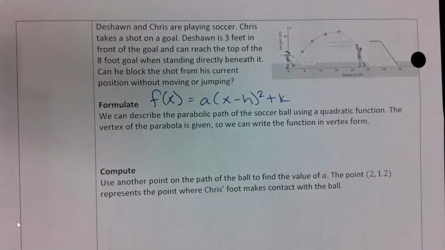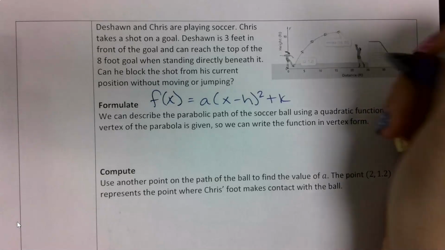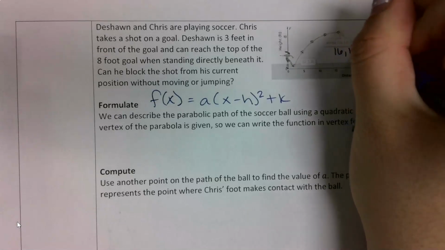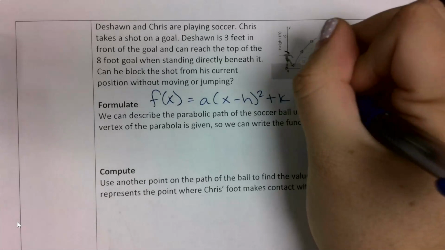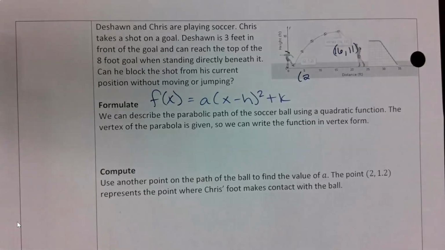Then I want to start off by formulating this. We can describe the parabolic path of the soccer ball using a quadratic function. The vertex of the parabola is given, so we can write the function in vertex form. If I take a look at this, it tells me my vertex. It's kind of a little light, so I'm going to rewrite it. This is 16, 11. And then my other point is 2, 1.2.